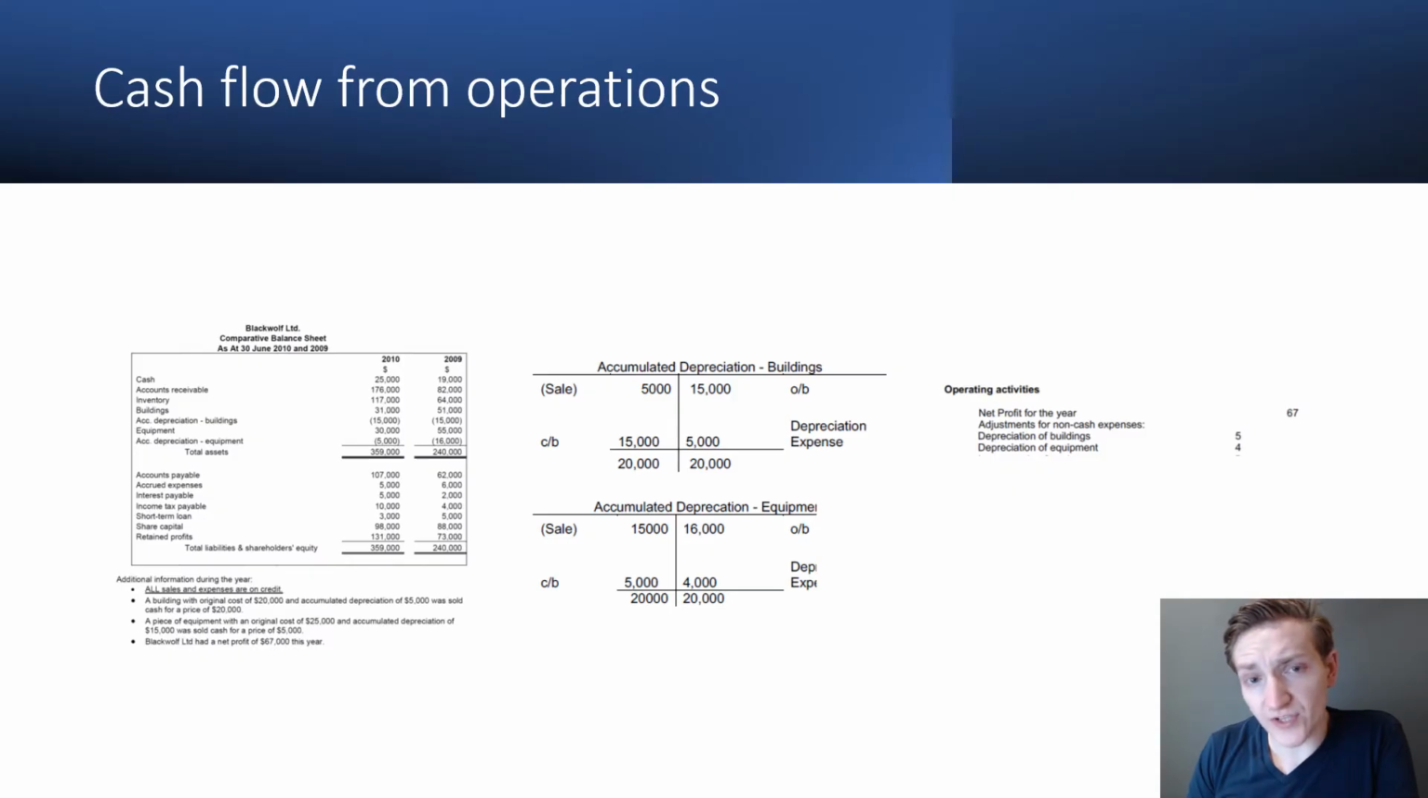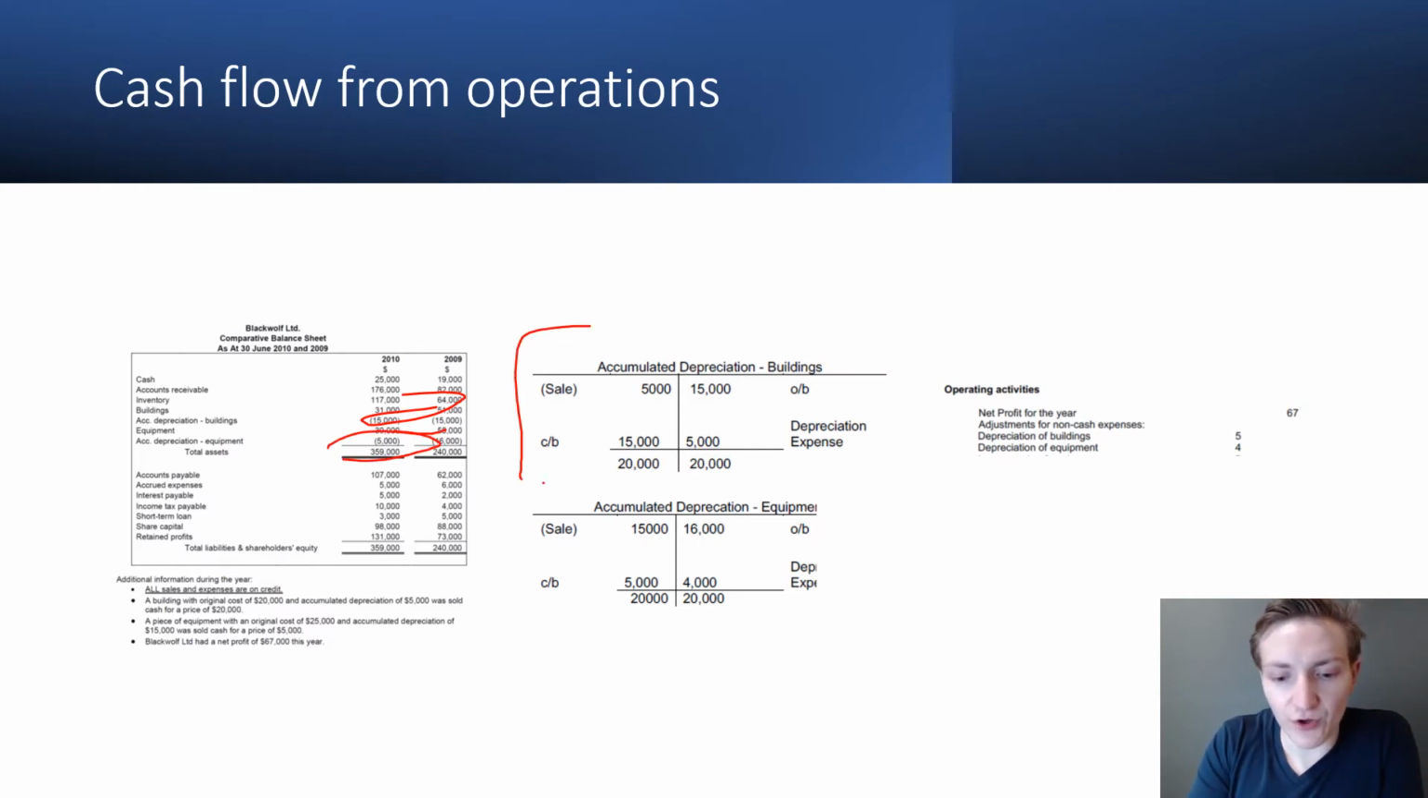Now, rather unsurprisingly, the first permanent difference that we might use to alter our net profit after tax to get our cash flow statement would be something along the lines of depreciation. So to do this, we need to get our depreciation expense. So we can see how we do this. What we do is we start off with our accumulated depreciation accounting items here. So we've got accumulated depreciation for buildings and for equipment. So we can construct the T accounts for both of these.